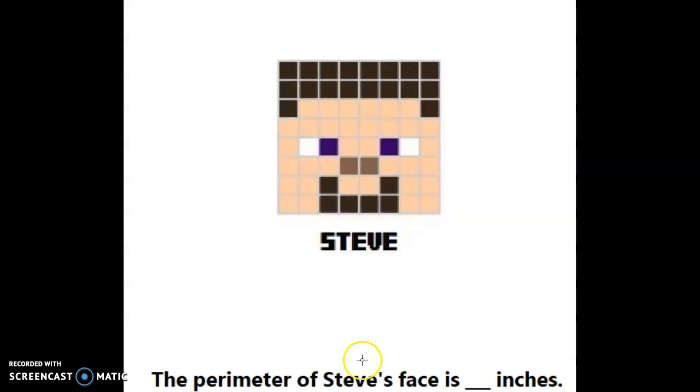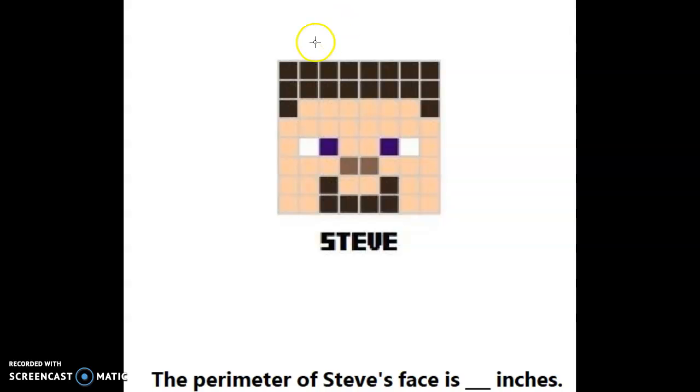Your questions in your form today are worded this way, so you're only filling in a number for each one. Today's question for our example, our fill-in, I should say, is: the perimeter of Steve's face is blank inches.